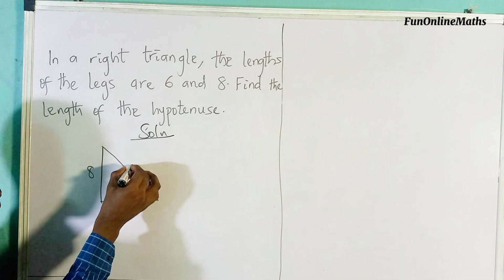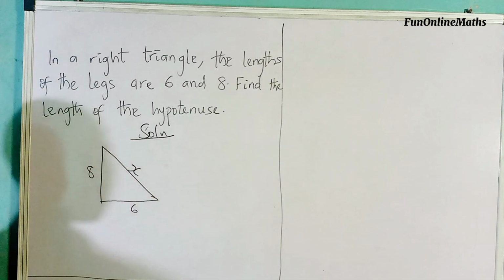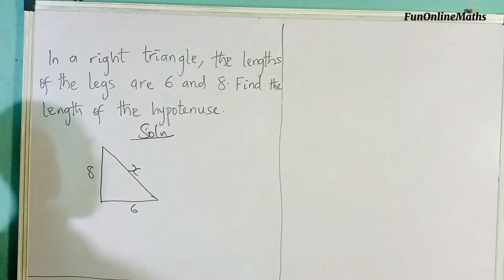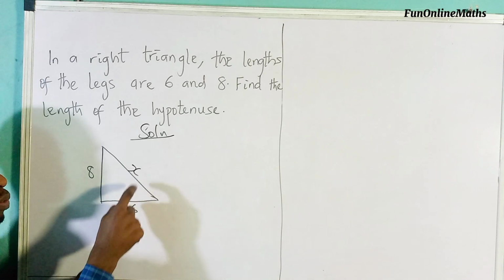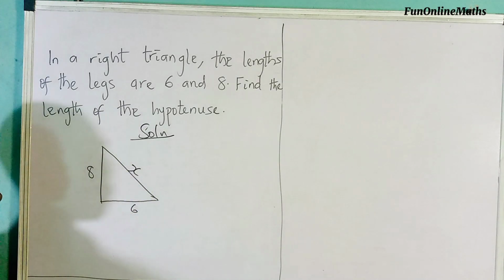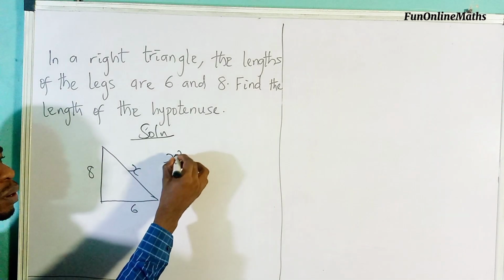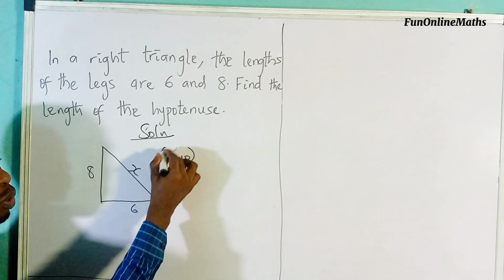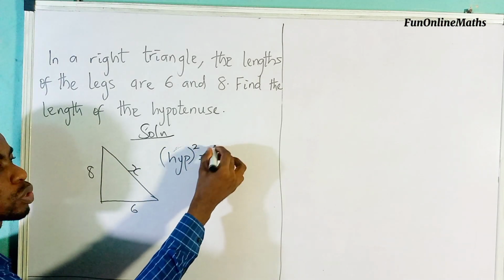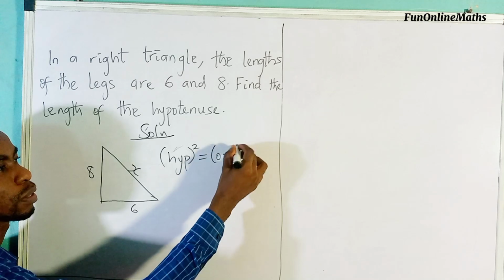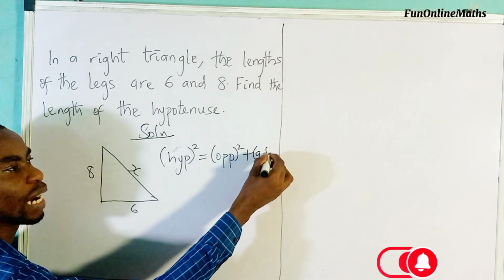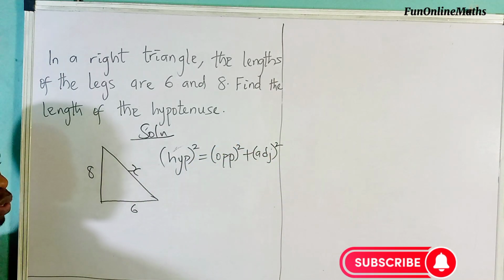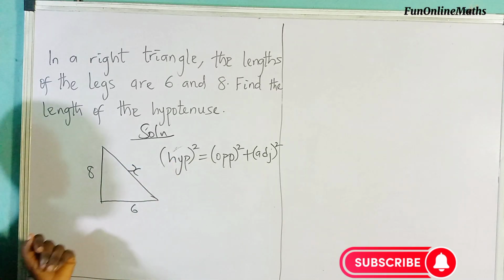So I can say this is x, or any variable you like. So this is x now. How do we get the value of x? We make use of what we call the Pythagoras theorem. The Pythagoras theorem says that the square, or let me put it in context, the square of the hypotenuse, which I will call hyp now, is equal to the square of the opposite side plus the square of the adjacent side. Okay, so this is the Pythagoras theorem.